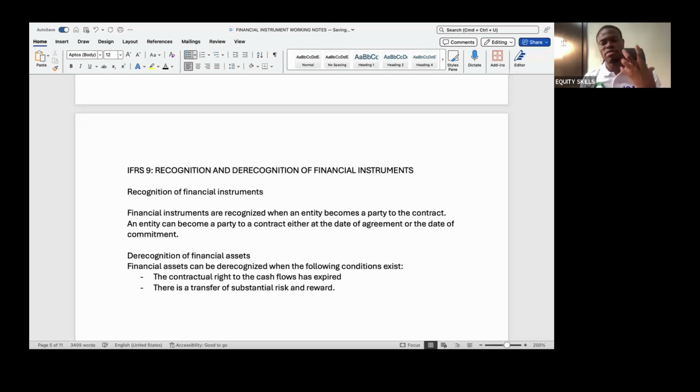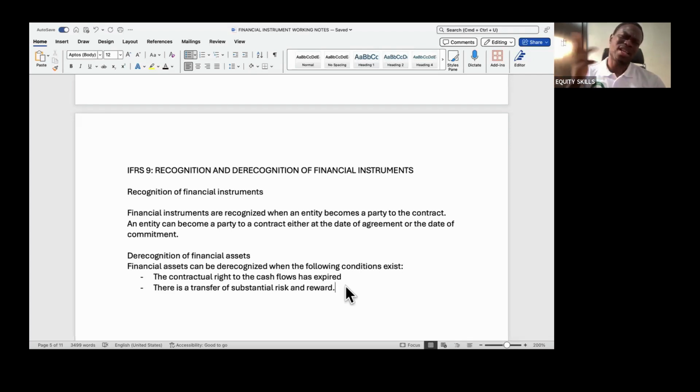There's a transfer of substantial risk and reward. So you derecognize your financial assets when any of this condition exists. Not any, the two of them must exist. It's either the contractual right to the cash flows has expired, or there is a transfer of substantial risk and reward. And when we say contractual right to the cash flows, it simply means that the money you're expecting, you have collected everything.